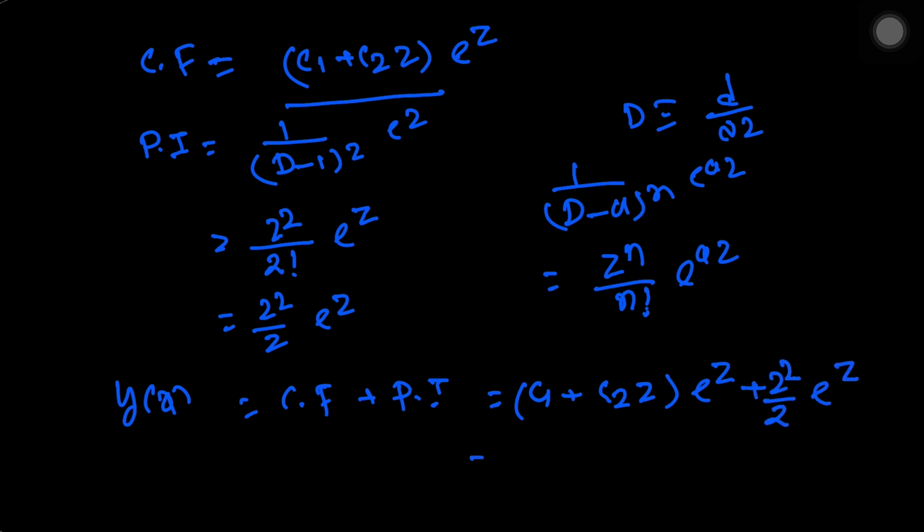So basically what we get? (c1 plus c2 z plus z square by 2) into e to the power z. So y(z) becomes (c1 plus c2 z plus z square by 2) into e to the power z.